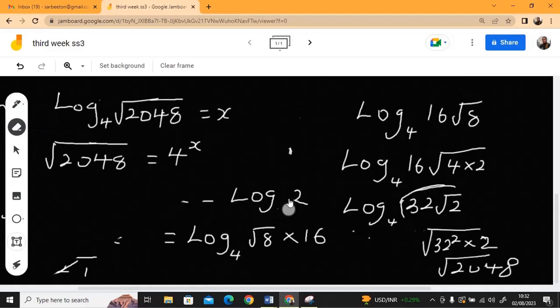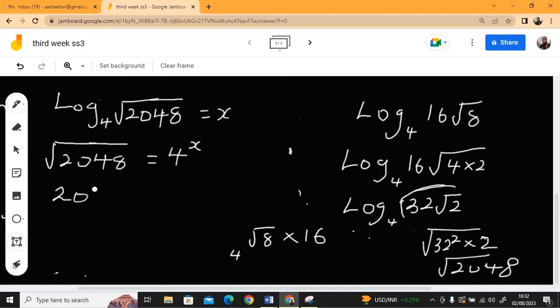If you can get the shorter method, no problem. So let's look at it together. I cannot change this thing, but I can change this square root to a power. So I can turn it to something like this: 2048 raised to 1 over 2. This square root means 1 over 2, and it equals 4 raised to the power of x. Sorry for this.